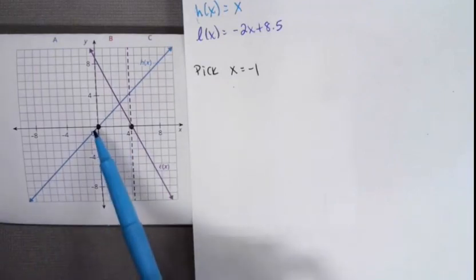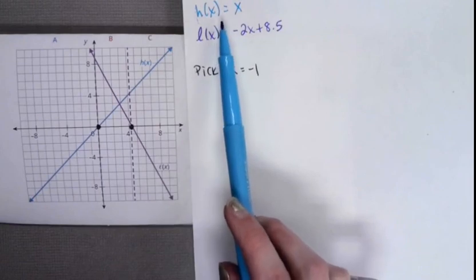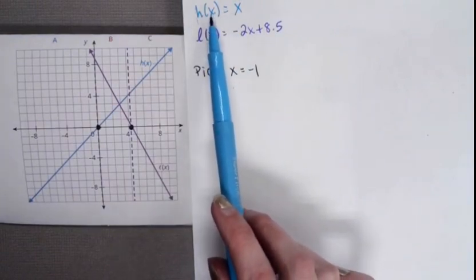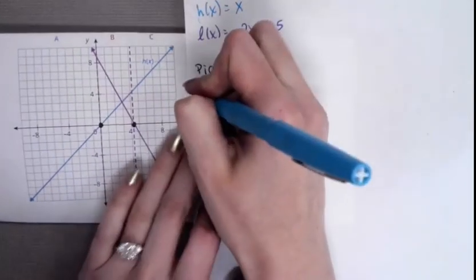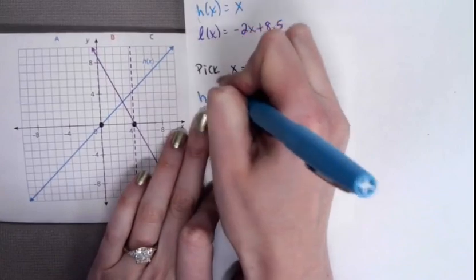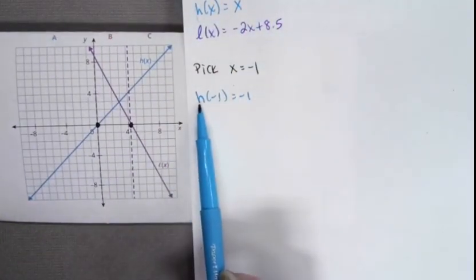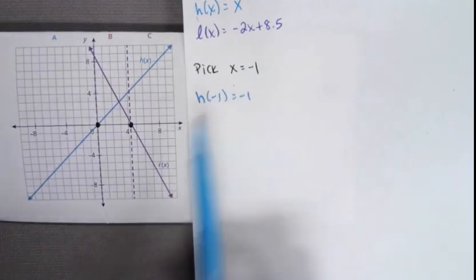For my h function, I can actually just look at the graph and see that when x is negative 1 on the blue graph, y is also negative 1. That makes sense because my equation is h of x equals x. If I'm plugging in negative 1 for x, I'm also going to get negative 1 as the output. So h of negative 1 is negative 1. This notation means that in the h function, when x is negative 1, y is also negative 1.